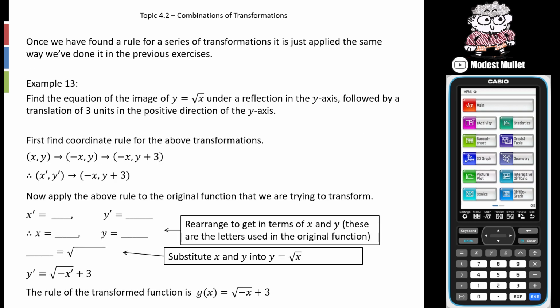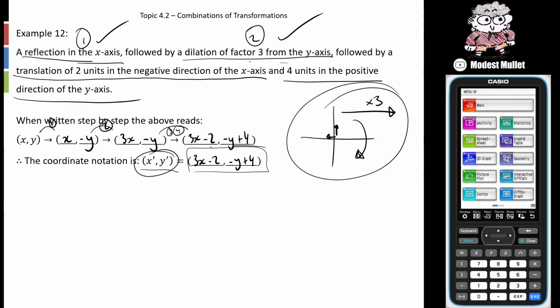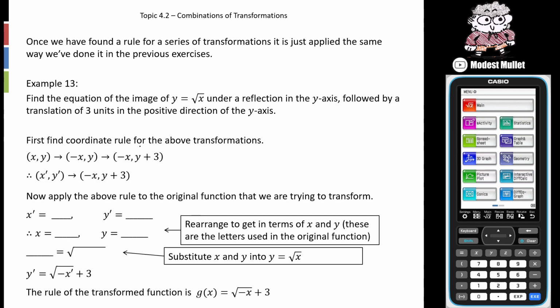Let's move on then. What's the next step from there? Well, if you've got something like this, then we apply the rest of the process the same. That's what it's saying here: once we've found our rule for our series of transformations, let's just apply it as we have in previous sections.